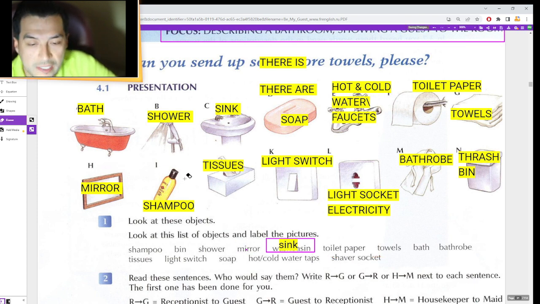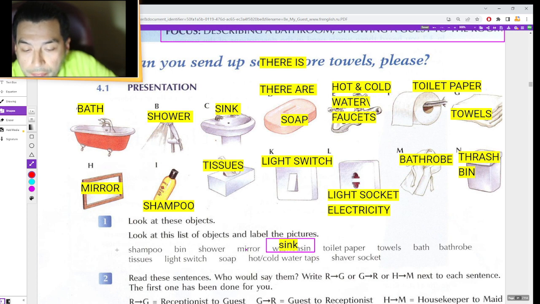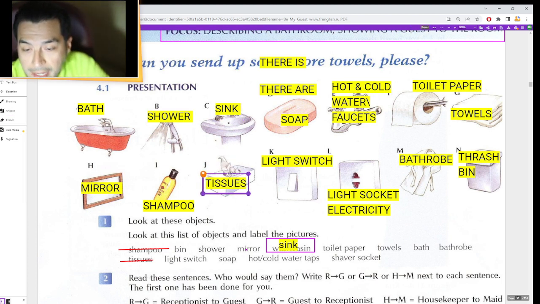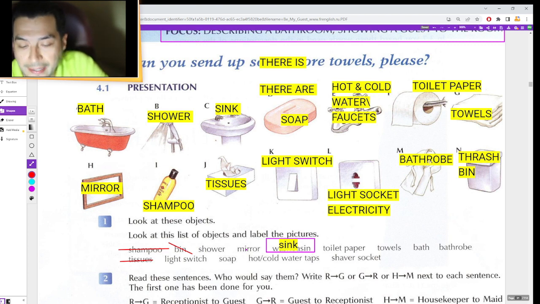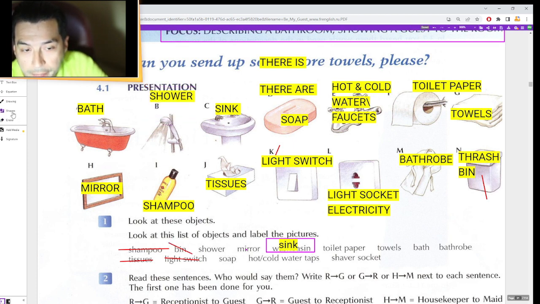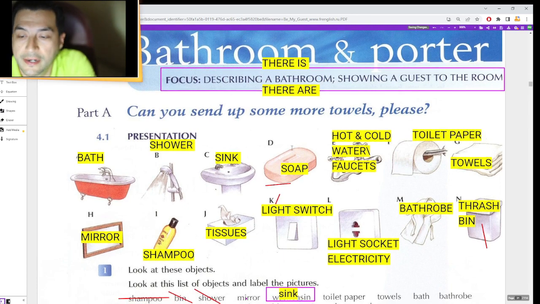Now, let's practice because some names are different in the United States. We got shampoo, letter I. Tissues, letter J. We got trash bin, letter N. We got the light switch, letter K. The shower, letter B. Soap, letter D.